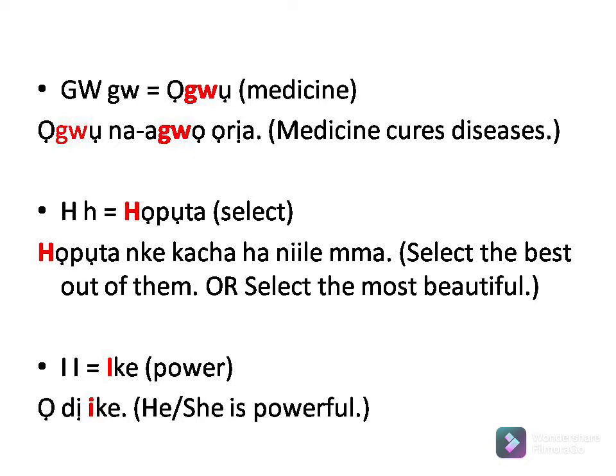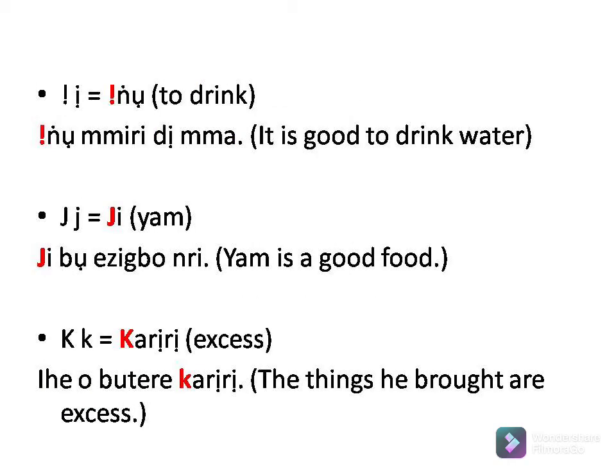The next letter is E, and you can find it in a word like ike. Ike means power. In a sentence you have ọ dị ike. Ọ dị ike, which means he or she is powerful. Ike can also mean strength. Strength, somebody that is full of energy. Ọ dị ike. On the next slide we have E.